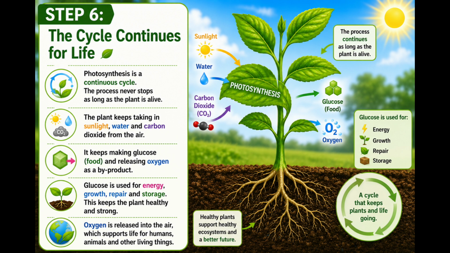At the same time, oxygen is released into the atmosphere, providing the fresh air that humans, animals, and many other living organisms depend on for survival. This never-ending cycle keeps plants healthy, strengthens ecosystems, and helps sustain life on Earth. Every sunrise gives plants another opportunity to make food, release oxygen, and continue supporting life all around us.